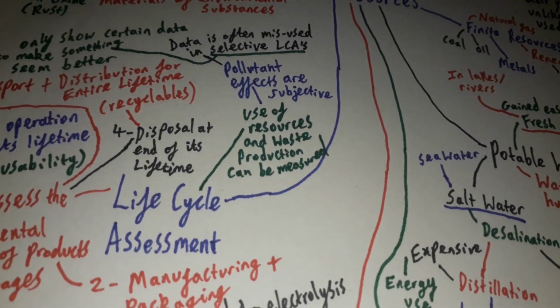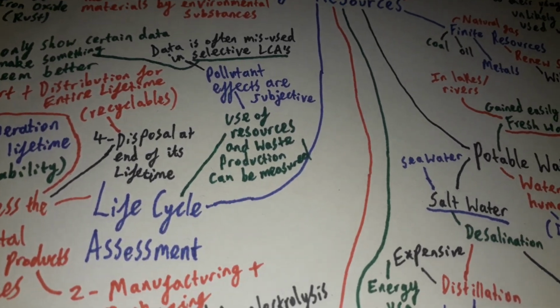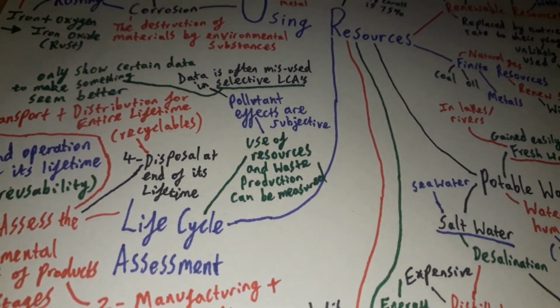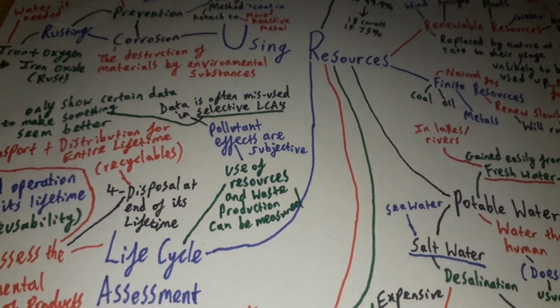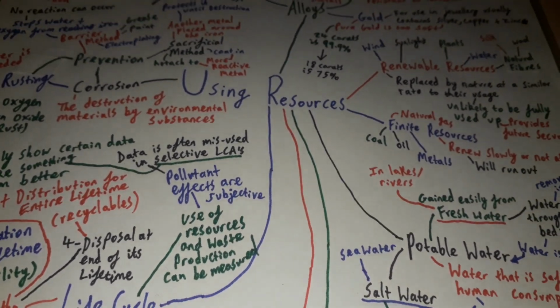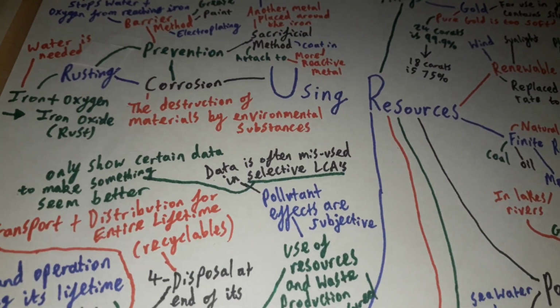So the use of resources and waste production can be measured exactly, so we know that's always true from a life cycle assessment. However, pollutant effects are subjective, so some people may say a certain pollutant is worse than another one, but there isn't really any key evidence that can show us things like that.